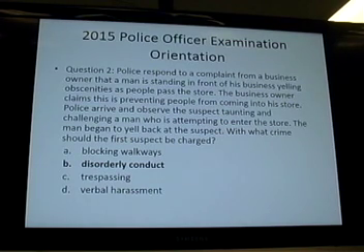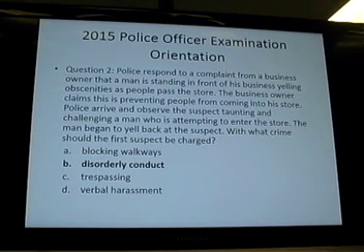Question 2. Police respond to a complaint from a business owner that a man is standing in front of his business yelling obscenities as people pass the store. The business owner claims this is preventing people from coming into his store. Police arrive and observe the suspect taunting and challenging a man who is attempting to enter the store. The man began to yell back at the suspect. With what crime should the first suspect be charged?